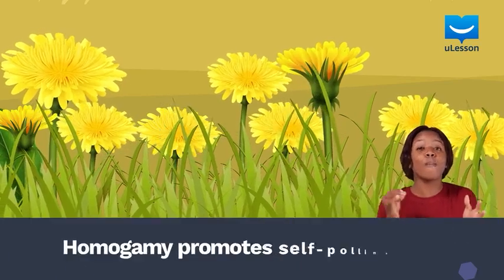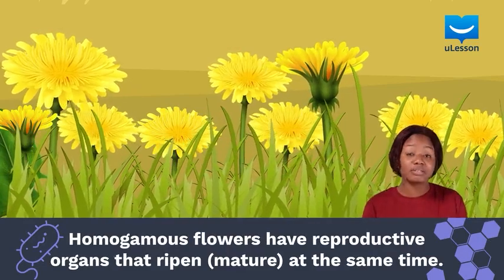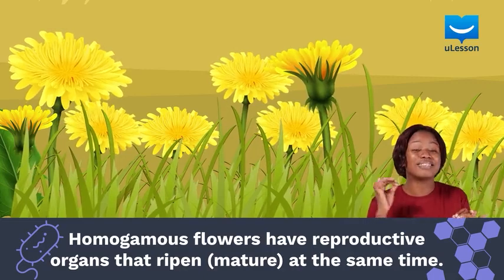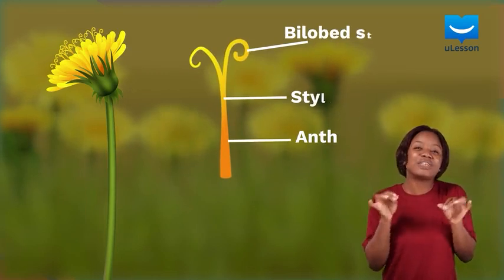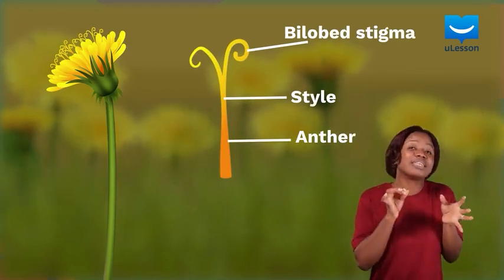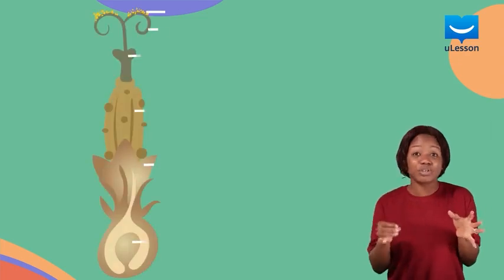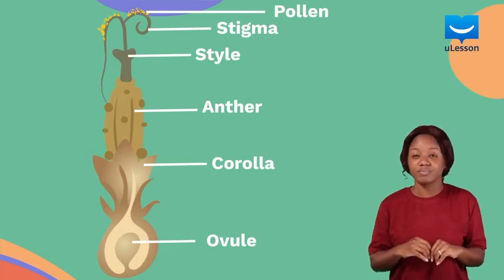It is called homogamy. Homogamous flowers have reproductive organs, stamens, and carpels or pistils that ripen or mature at the same time. Dandelions are a good example of homogamous flowers. The styles of dandelions push through the anthers and become covered in pollen, self-fertilizing themselves, because their stamens and carpels are mature. The stigmas and anthers of some homogamous flowers can move or curl to touch one another.